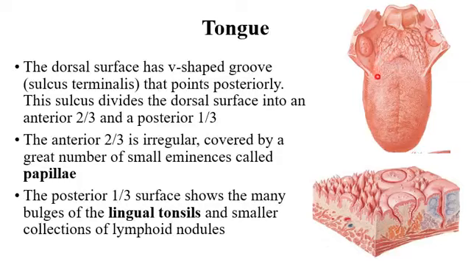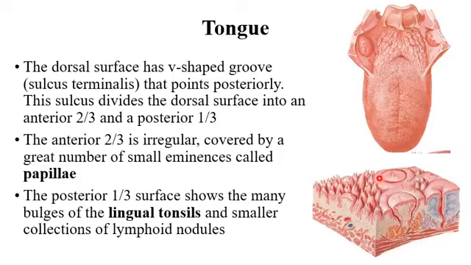Let's zoom here a little bit. Here is the sulcus terminalis. This is a part of the anterior 2/3, and this is a part of the posterior 1/3.